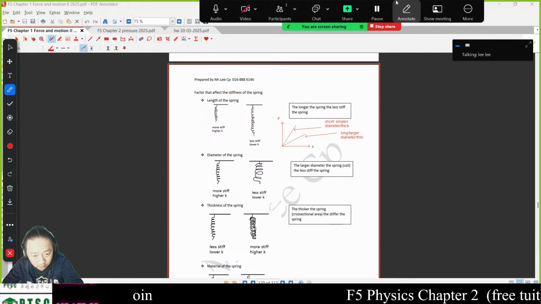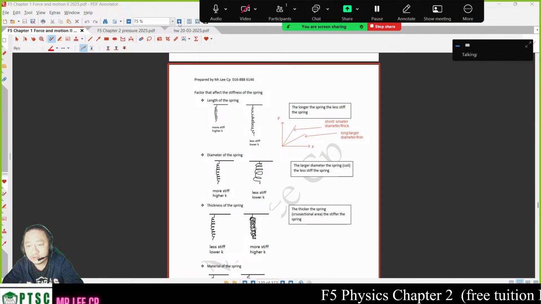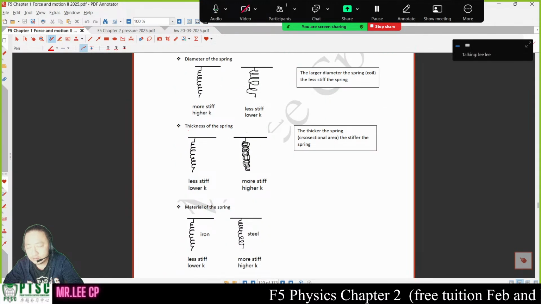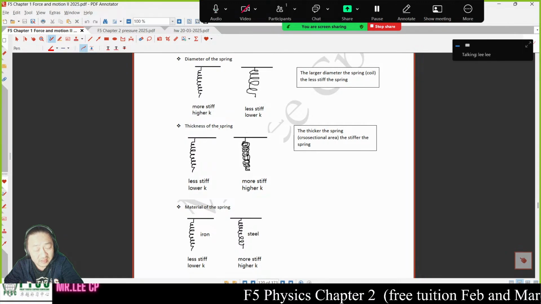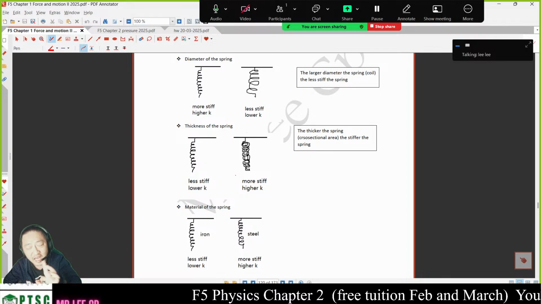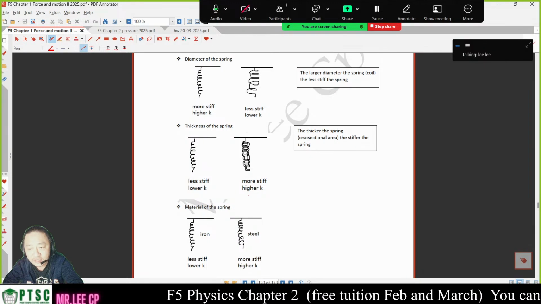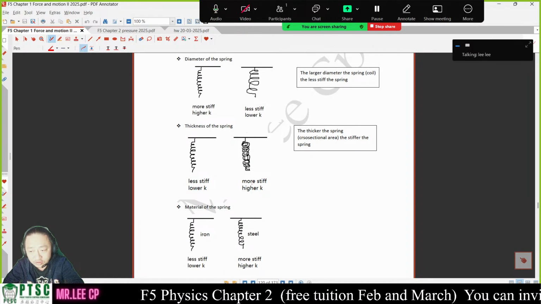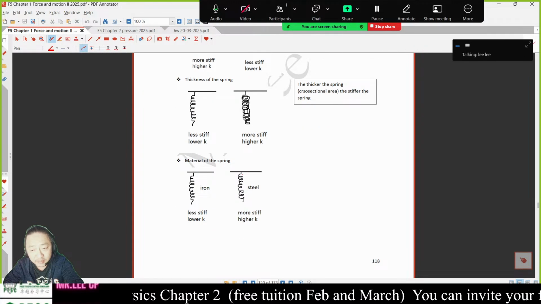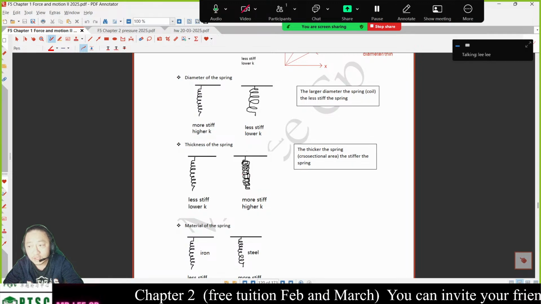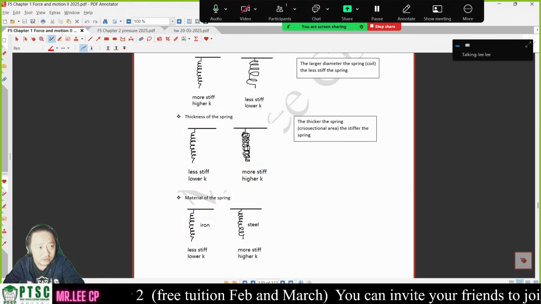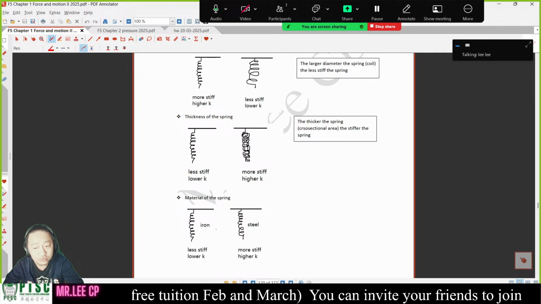Now the third factor is the thickness of the wire, right? Thickness of the wire, the diameter of the wire. So the bigger the diameter, the more stiff the spring. More stiff means higher K, higher spring constant. Lastly, it is the material used to make the spring. Iron compared to steel, iron is more stiff, right?